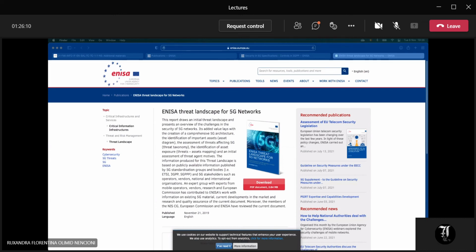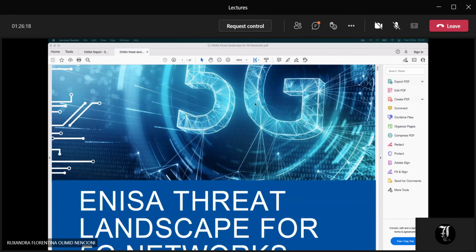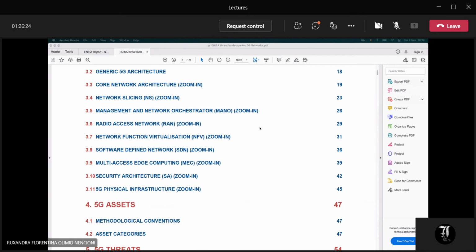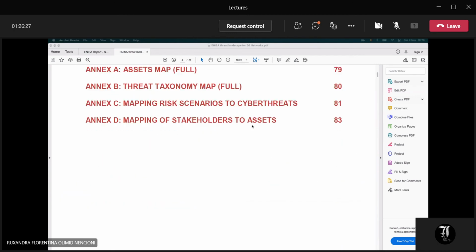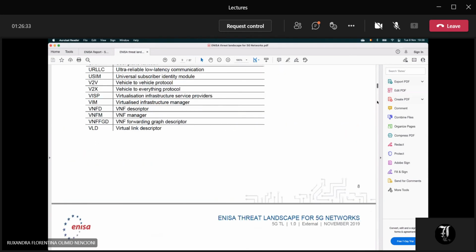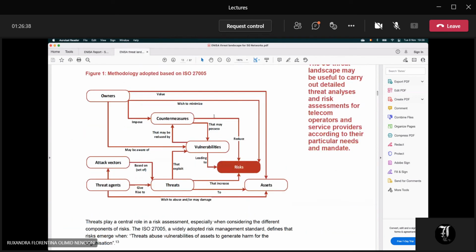And I also want to show you this because basically we will not discuss 5G more than your projects, okay? So it's good for you to know all this stuff. This is a very nice document as well, where you can find the risks. And if I'm not wrong, is this one? Yes. Okay, where you can find a lot of risks and the methodology adopted to think about these risks. Okay, so we can have risks, vulnerabilities, threats, countermeasures, owners, attack vectors, and so on.